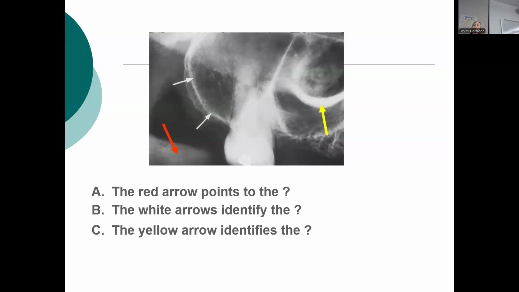Okay, so let's practice. What are the red arrows pointing to? Good job. Floor of the nasal fossa. What's the red arrow pointing to?